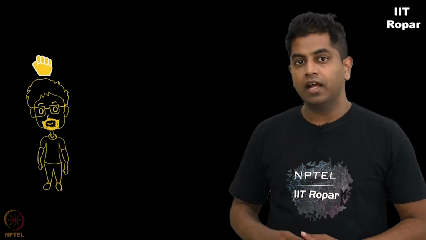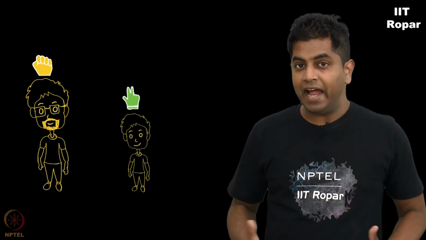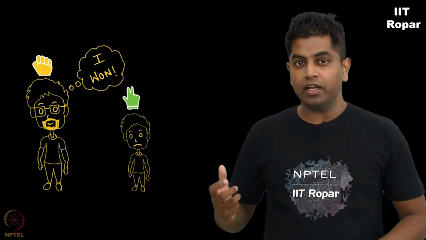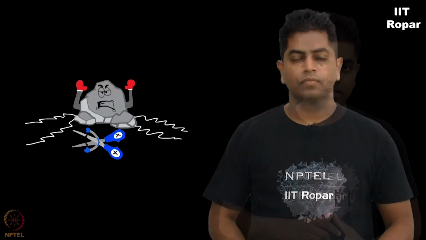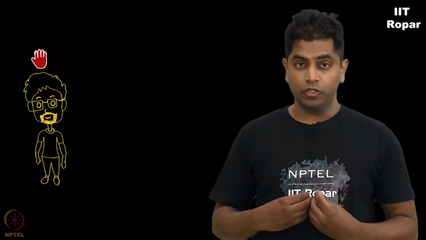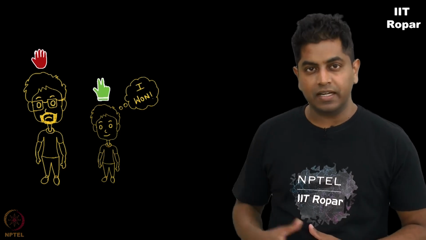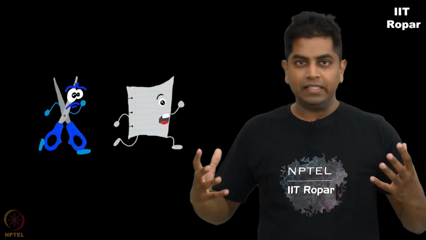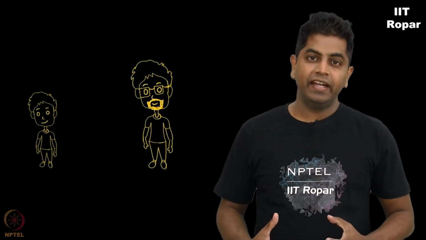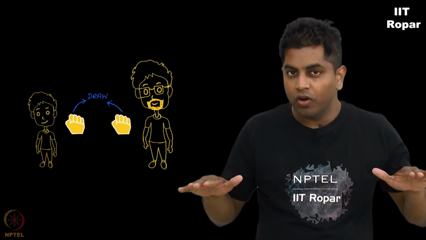Assume dad chooses rock and I choose scissors. Obviously dad wins because a rock can beat the scissor. In case dad chooses paper and I choose scissor, obviously I win because a scissor cuts the paper. And assume dad and me both ended up choosing rock. We call it a draw. Let me enumerate all the cases.